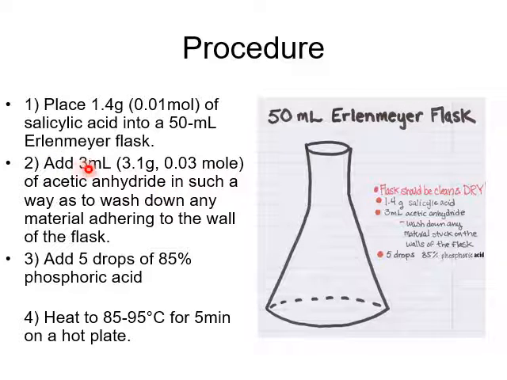So you put 3 ml of acetic anhydride in such a way as to wash down any material adhering to the walls. So you wash it down like this, all throughout the Erlenmeyer flask. And then you add 5 drops of 85% phosphoric acid. So again, the phosphoric acid is the reactant that kicks the reaction to begin, right? So then this works best in heat. So you heat to 85 to 95 degrees Celsius for 5 minutes on a hot plate.